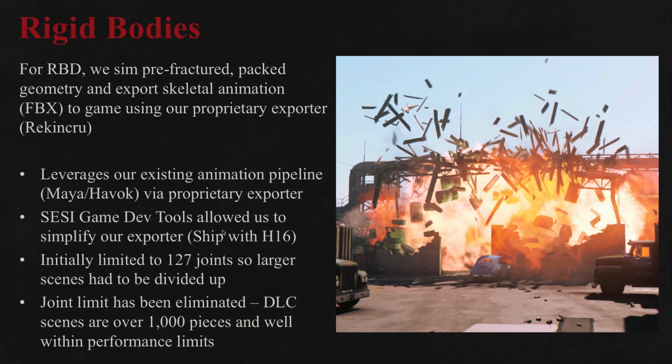Initially, we were limited to 128 joints. That's 127 chunks plus a root. So it was kind of a hassle. We'd have to export multiple chunks for every setup. If you wanted to iterate, it was a huge pain. But we've since solved that problem, and now we're exporting 1,000 plus chunks and really not having any problem at all.